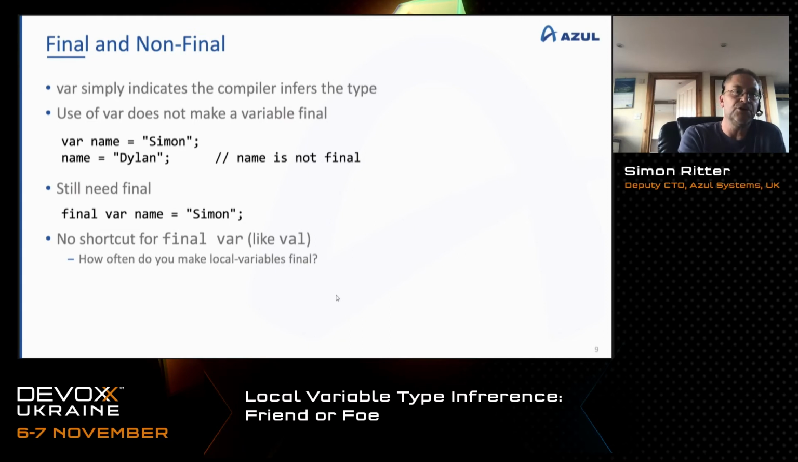Because most of the time when you're using local variables, you're going to be using them to manipulate data within a method and so on. So the majority of the time, certainly when I'm writing code, I don't make my local variables final. So it makes sense to just have var. And if you really do want to make that variable final, then you add the final modifier. So that's just one thing to remember about var, is there is no val.